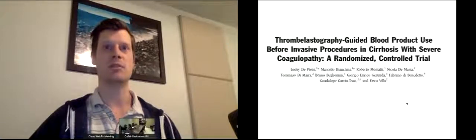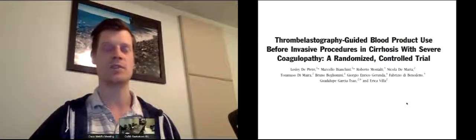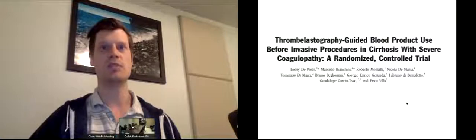As per that center's protocols, all of the subjects in the standard of care group received blood product transfusion, based purely on INR and platelet counts, versus only 5 patients in the TEG group. So 100% in the standard of care group versus 16% in the TEG group. Post-procedure bleeding occurred in only 1 patient in the entire trial, which happened to be in the standard of care group, and that was after a large volume paracentesis.